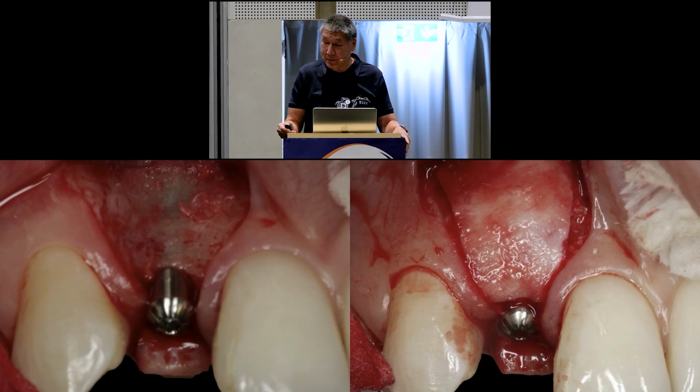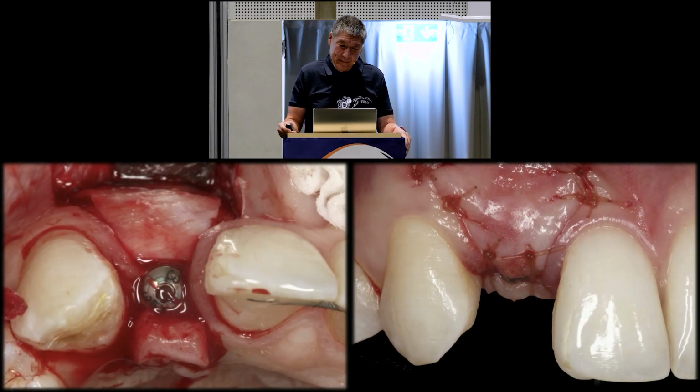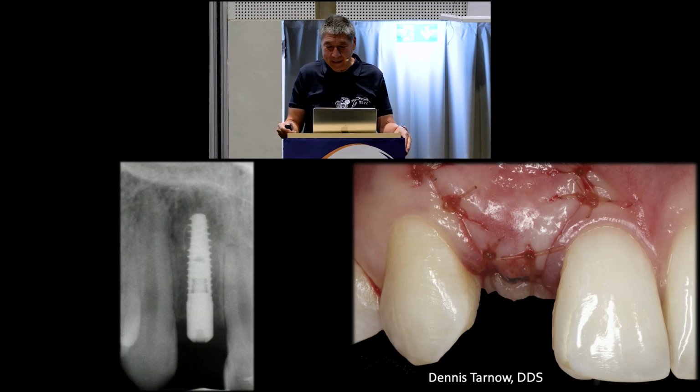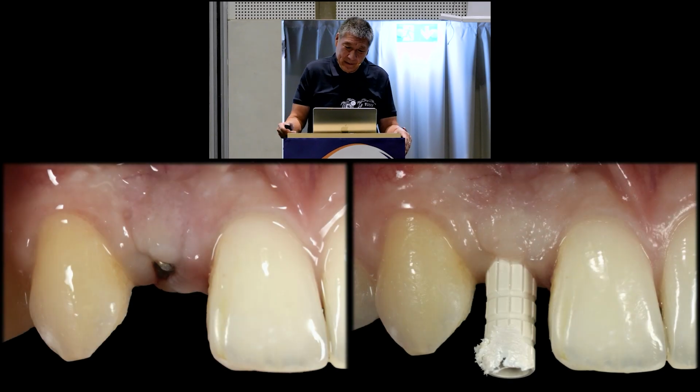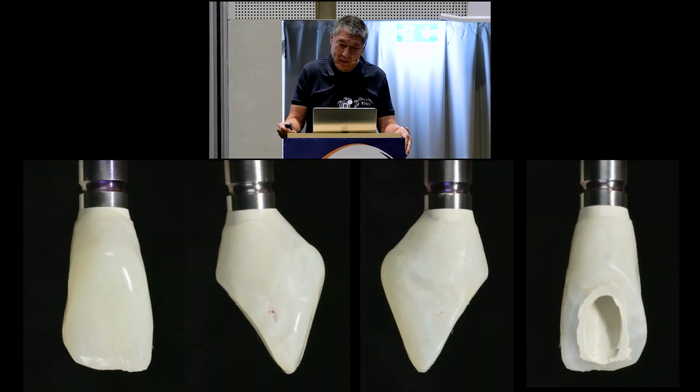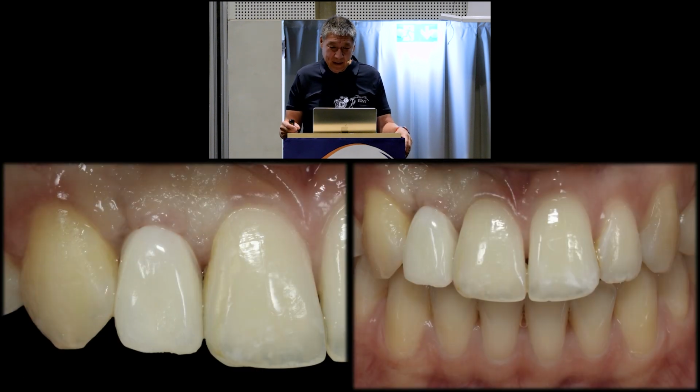We can talk more about implants later on, but it's just showing that he was able to place the implant and augment the site at the same time. Once that area had healed, we could go back and recontour our provisional restoration and do what's called non-surgical tissue sculpting with our provisional restoration.